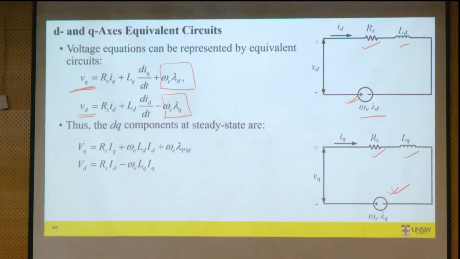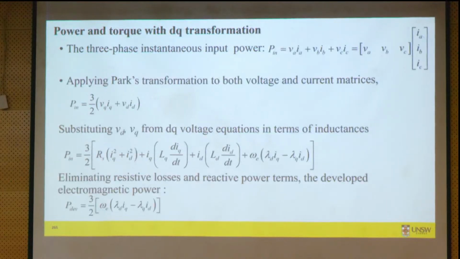Okay, so this omega times flux linkage is always a voltage, right? From Faraday's law, as we know. So this can be represented as a voltage in the equivalent circuit. Now that's our voltage equation. Now we also want to see how our torque and power look in the dq axis, right?